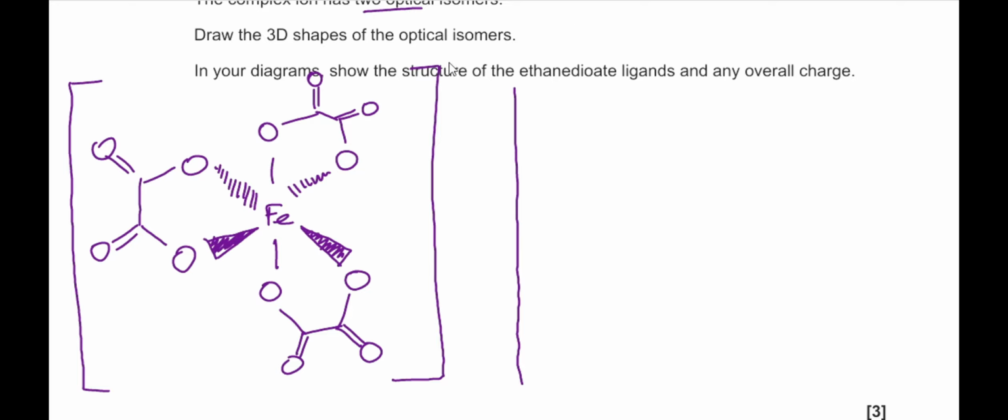Now we need to calculate the resultant charge on this ion. So for that, think about this. Fe3+ has a 3 positive charge, and then the ethane dioate ions, each of them has a 2 minus charge, times 3 is equal to 6 minus. Therefore the overall charge for this ion is 3 minus.